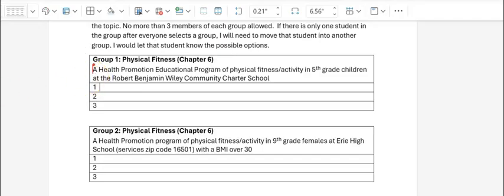Group 1 is you're going to be involved in developing a health promotion educational program of physical fitness activity to a very specific population, and that is 5th grade children at the Robert Benjamin Wiley Community Charter School. So it's a specific grade and a specific school, and you'll learn more about why that is.